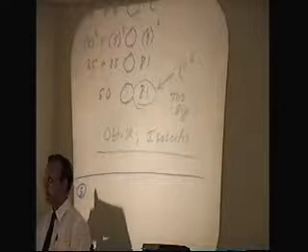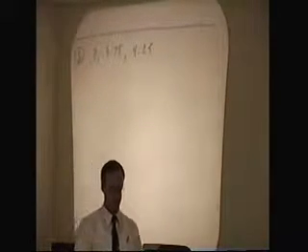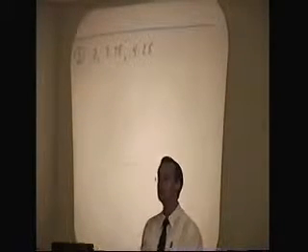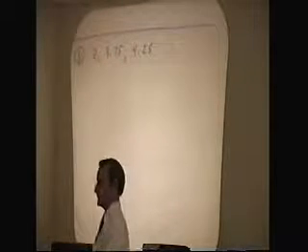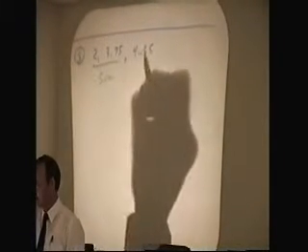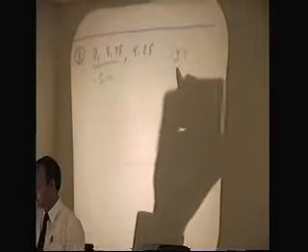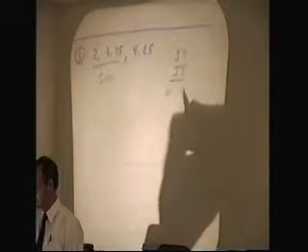Number 5. Let's see, 2, 3.75, 4.25. Is it a triangle? Of course, 2 and 3.75. If you add these together, you take the sum of the two smaller. If it's larger than the third side, it's a triangle. It is a triangle.